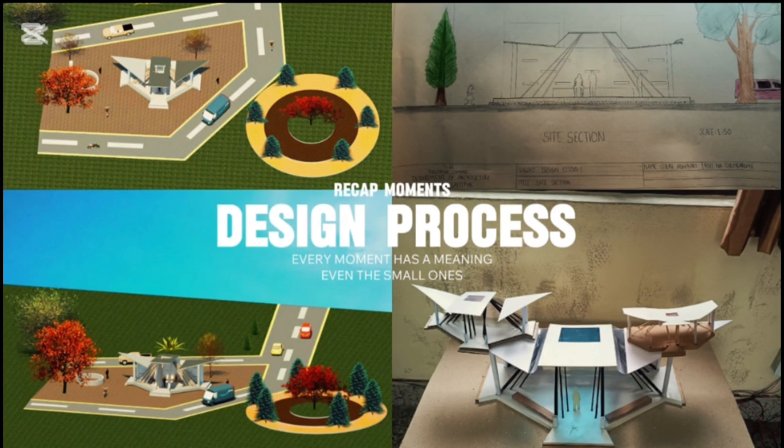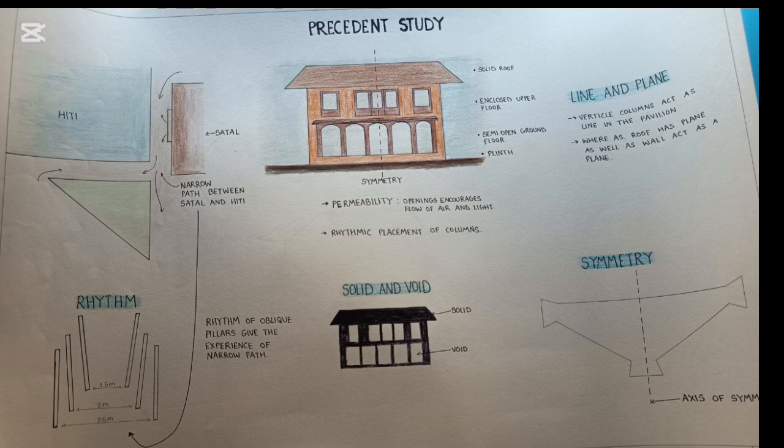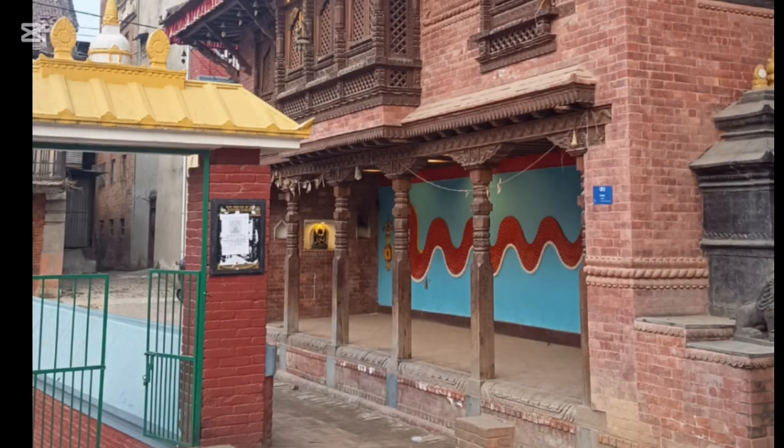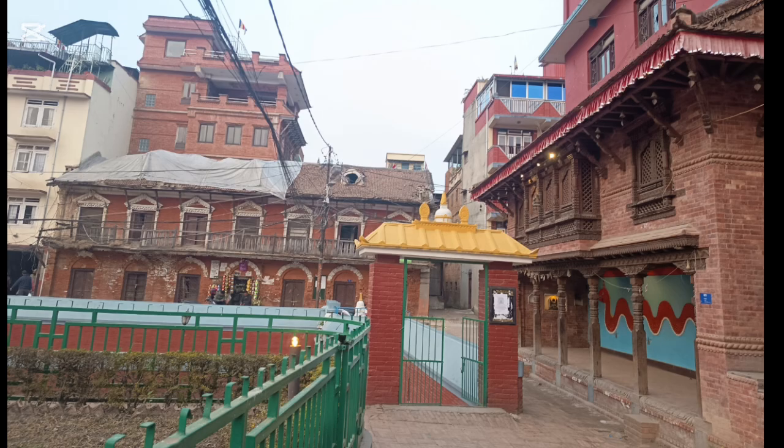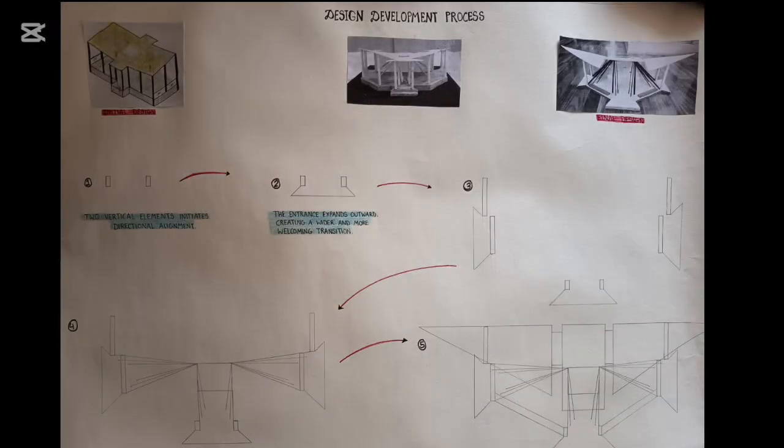In this video, we are going to learn the complete design process of a pavilion, starting from a precedent study all the way to the final design and presentation. First, let's quickly understand what a precedent study is. A precedent study means analyzing an existing structure to understand its design principles, spatial qualities, and user experience, and then using those learnings to develop your own design.